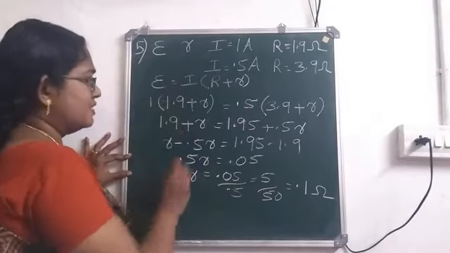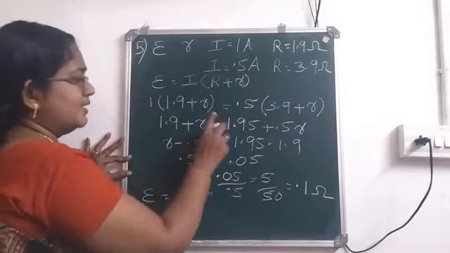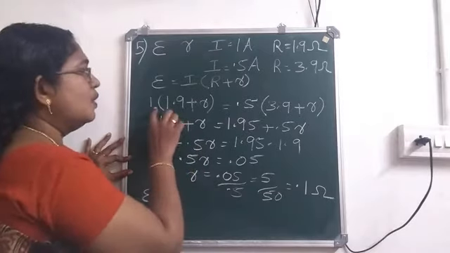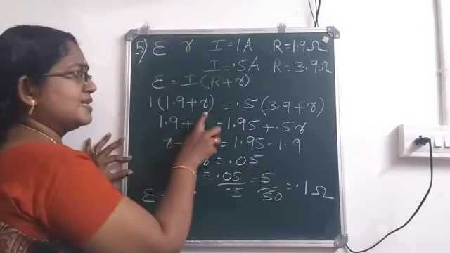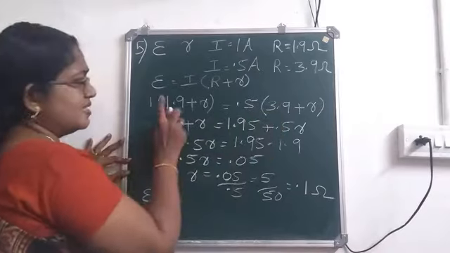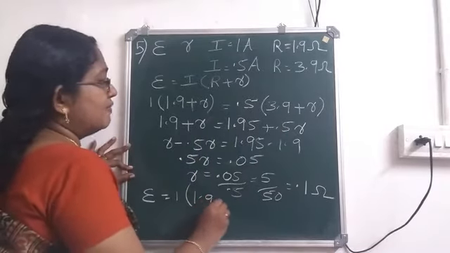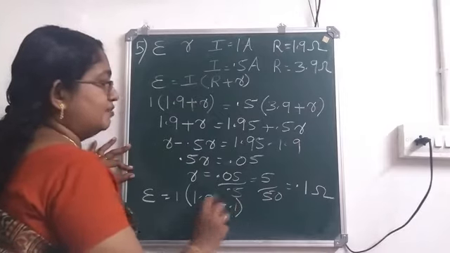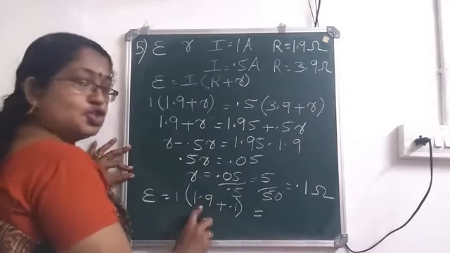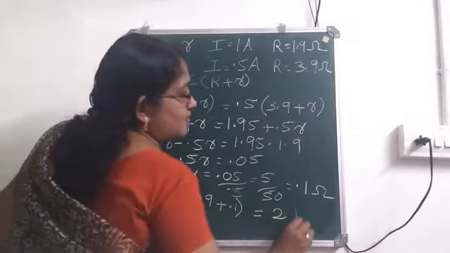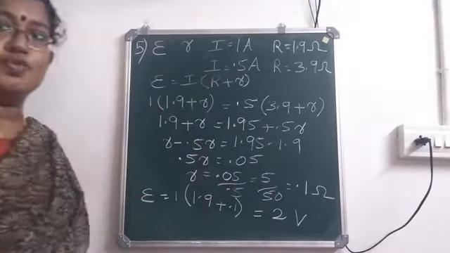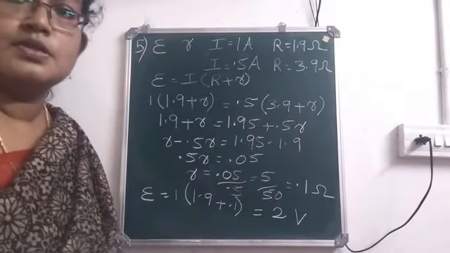Now you can substitute this value in either equation. Epsilon is equal to either 1 into 1.9 plus R. Since this is simple, 1 into 1.9 plus 0.1. This is 2. 1 into 2 is 2, which is equal to 2 volt. Okay. So is it clear?